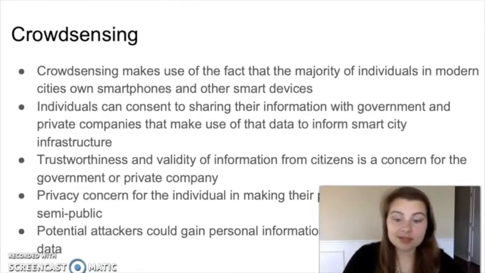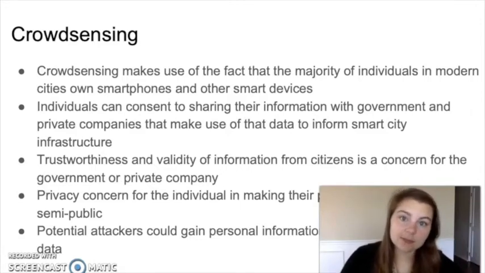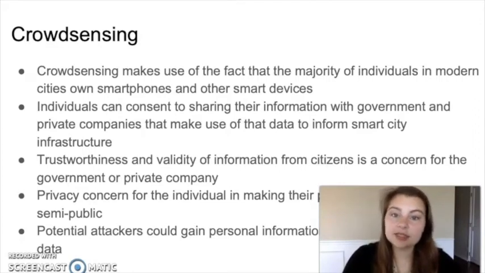Another concern is the privacy of the individual in making their private information public or semi-public, or just available to a specific entity. This is a concern because potential attackers could infer personal information from anonymized data. Even though it is anonymous, there are ways that attackers could go in and try to see very private personal information from individuals who didn't know that they were disclosing that information.